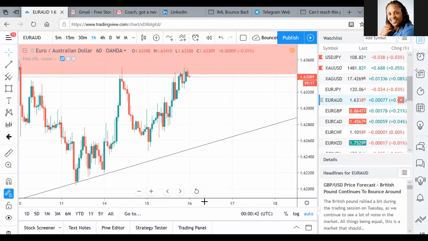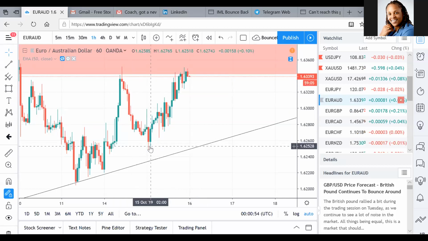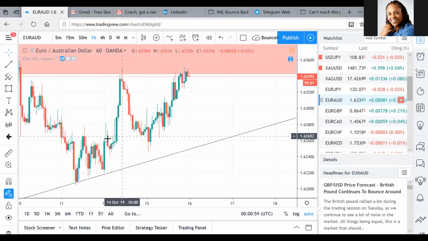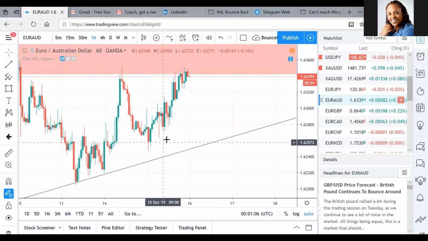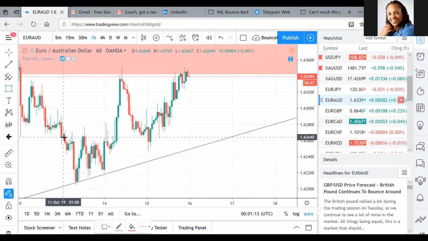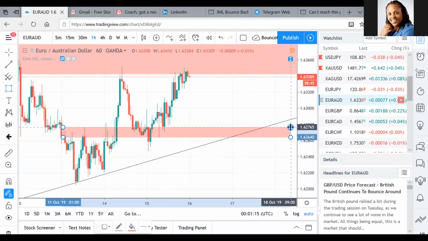So we now need to look at inner support and resistance levels for our take profit zone. Looking at my 1-hour time frame, I can see how we have a resistance zone here with a lot of wicks, and this resistance zone is a support zone here as well. So this is my first take profit zone.